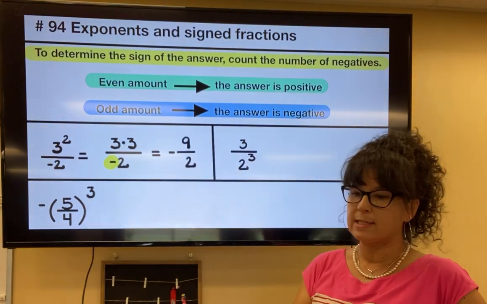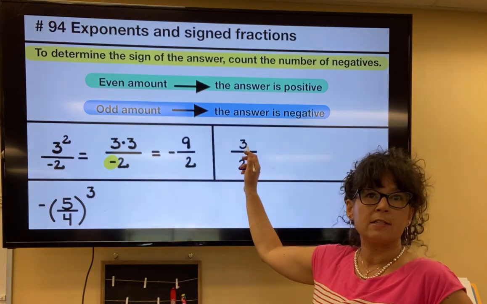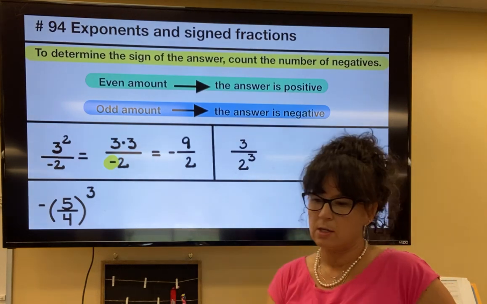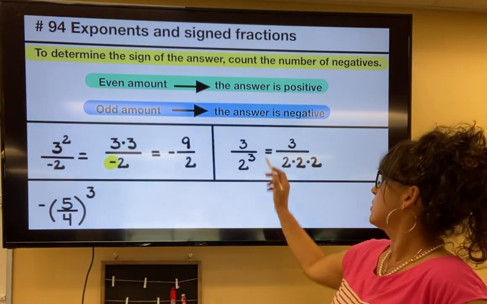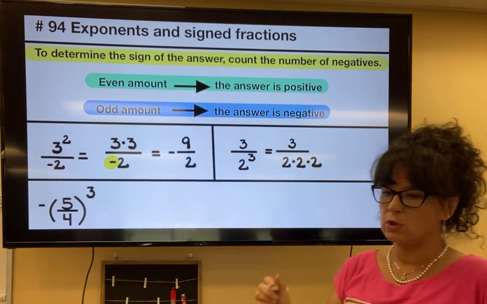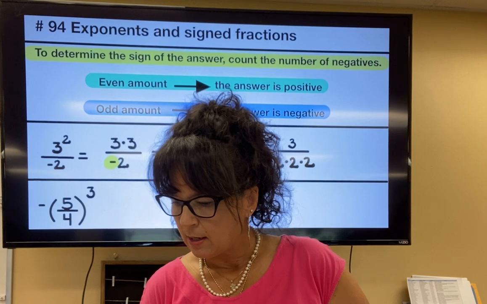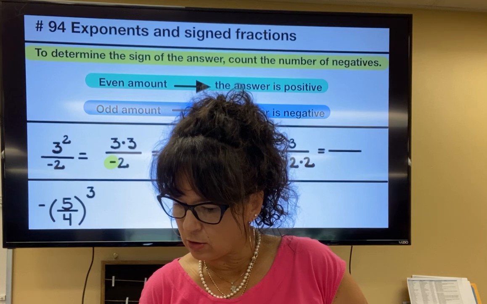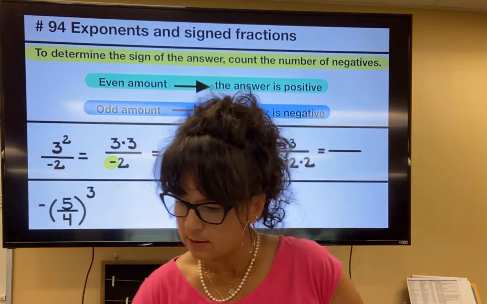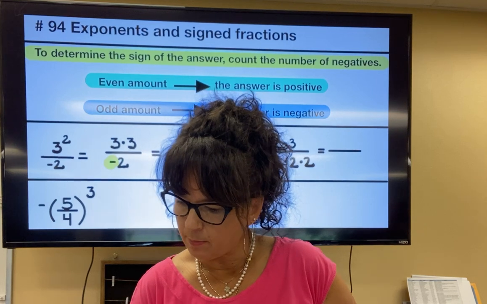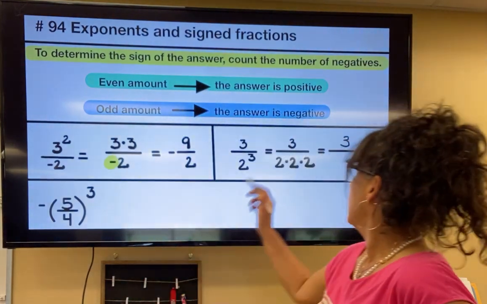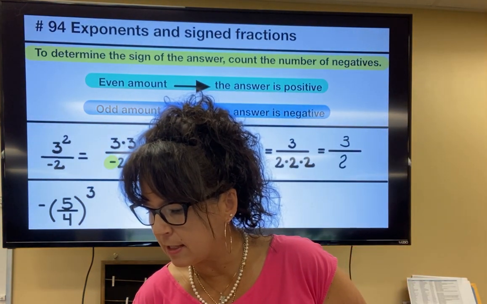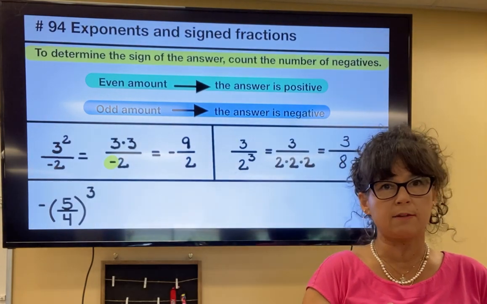Okay, in this one, if we expand, the only thing sitting in the top is a 3, but in the bottom, 2 cubed means 2 times 2 times 2. So I'm going to go ahead and expand that out. So 3 is still there, 2 times 2 times 2 in the denominator. And then we're going to just multiply across. I'm going to end up with 3 over, and 2 times 2 is 4, 4 times 2 is 8. We don't have any negatives in the problem, so our final answer is positive.